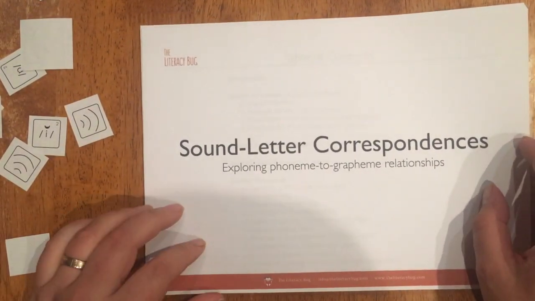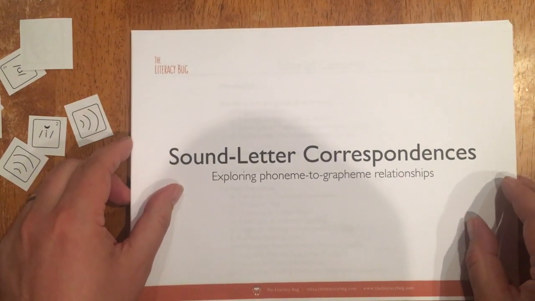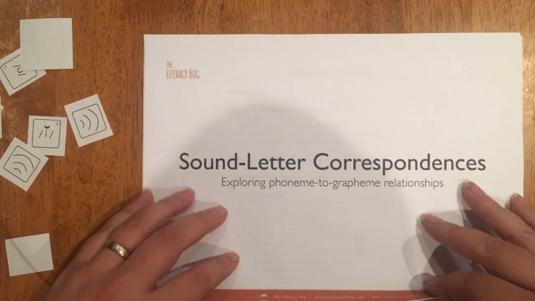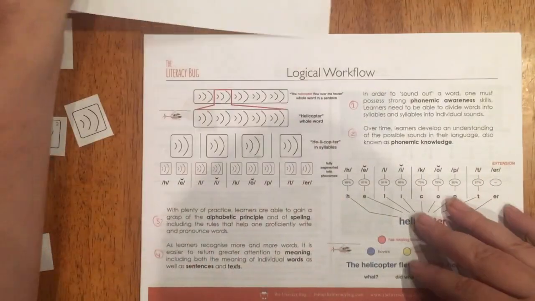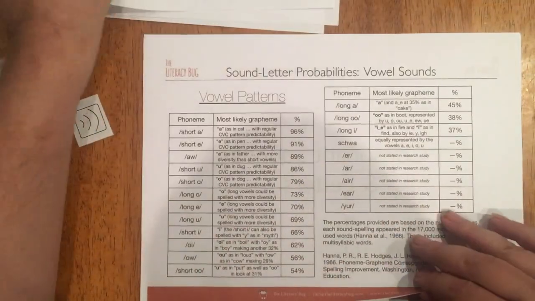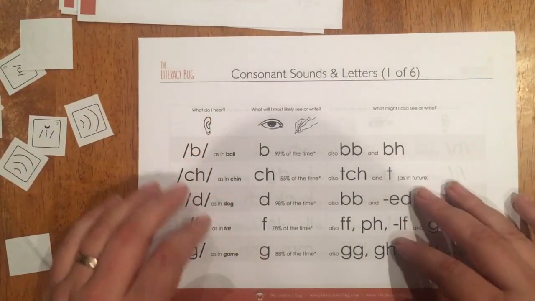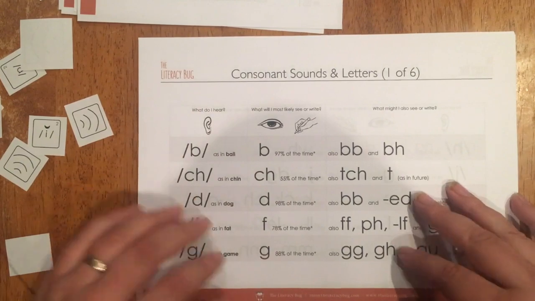Now, before I finish up, I said I would go through this last resource, and that is this sound letter correspondences resource. But I think it's pretty self-explanatory. If I go through it quickly, it has a bit of an introduction, has that workflow that you did see previously, has those probability patterns, but then it just goes through each of the sounds and how it's represented by different letter combinations, etc.